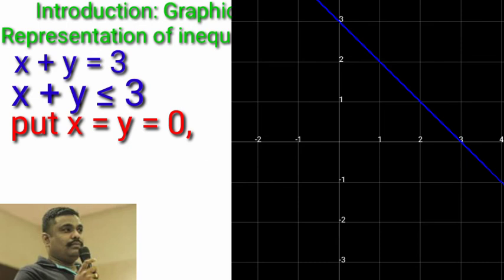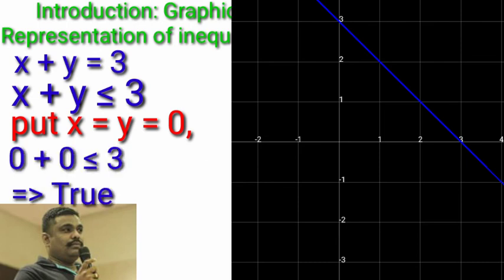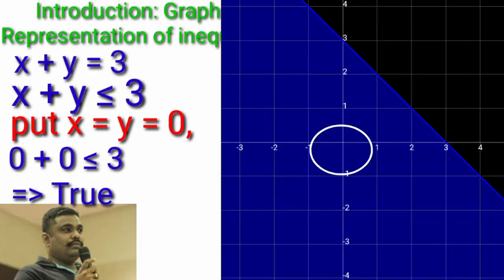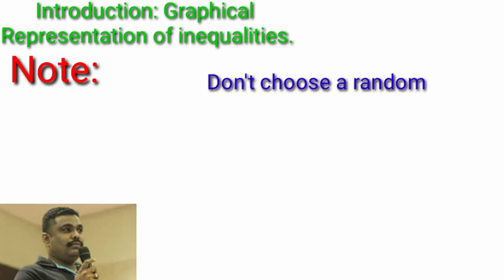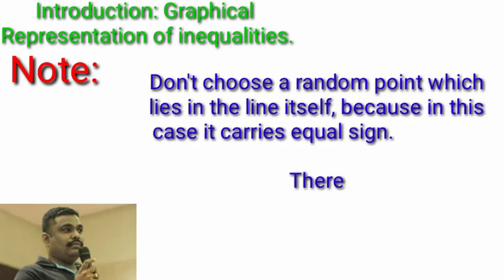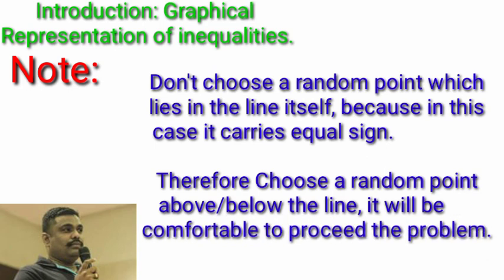When you substitute x equal to 0 and y equal to 0, it gives on the left hand side 0 plus 0, 0. The right hand side is 3. In between we have less than or equal to. That is 0 less than or equal to 3. It is true. So it satisfies. Therefore, the required region covers the point 0, 0. So in this case, your required region lies below the line. Got it? Note, don't choose a point which lies on the line itself, because in this case it carries the equal sign. Choose a point below or above the line.